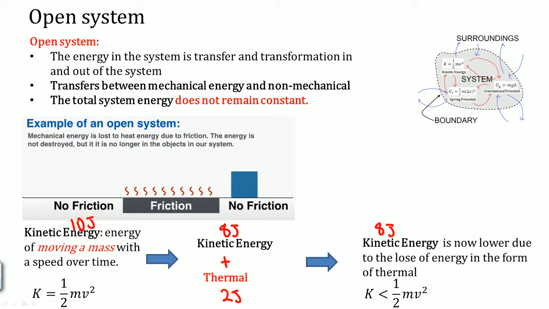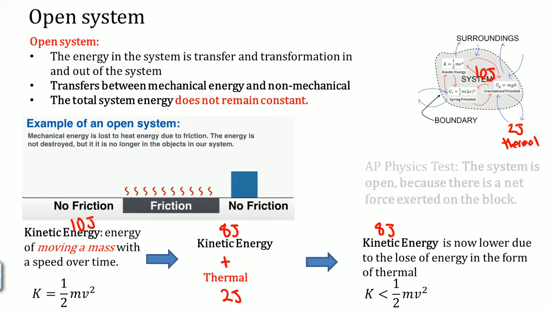Notice, originally, it had 10 joules of energy within the system. Afterwards, we had 2 joules of energy leave it in terms of thermal. So notice that the total energy does not remain constant. It went from 10 to 8 because there was a loss of 2 joules due to friction. On the AP Physics test, you will see this as they will say the system is open because there is a net force exerting on the block. That net force is due to friction.